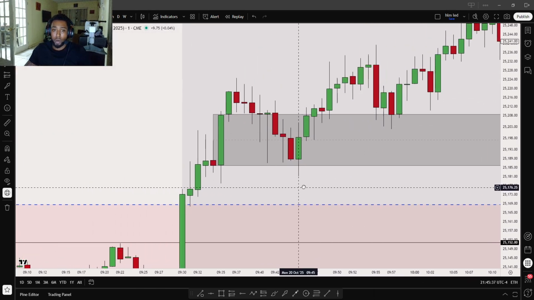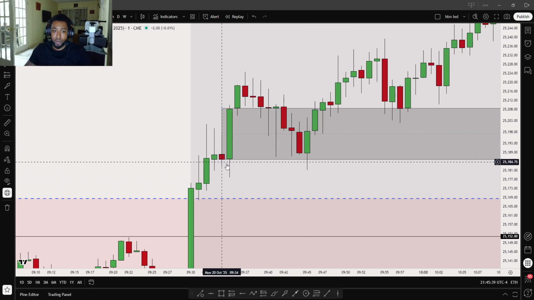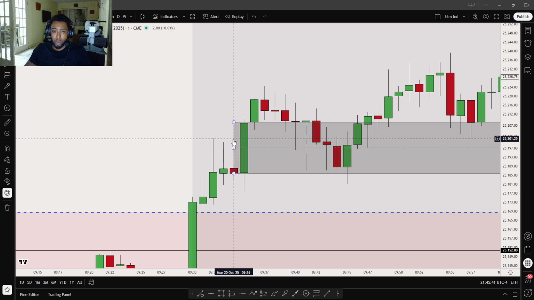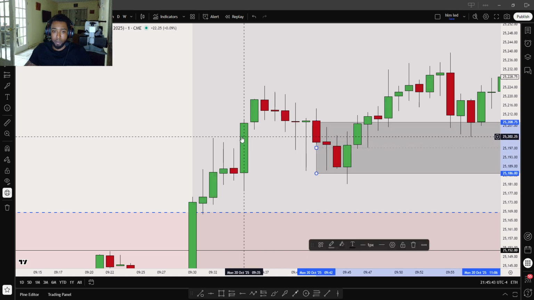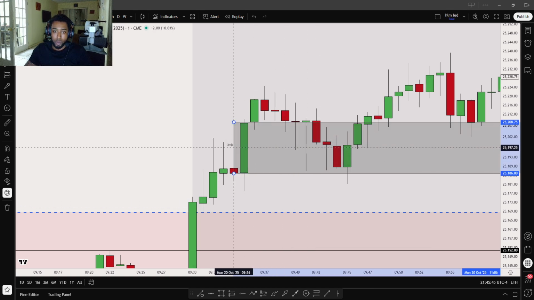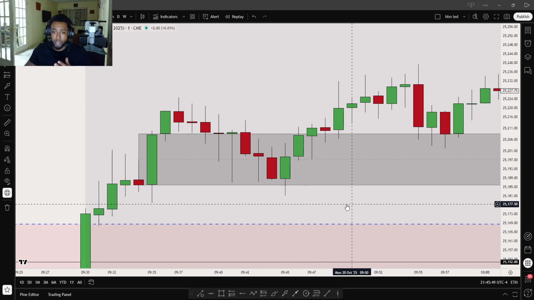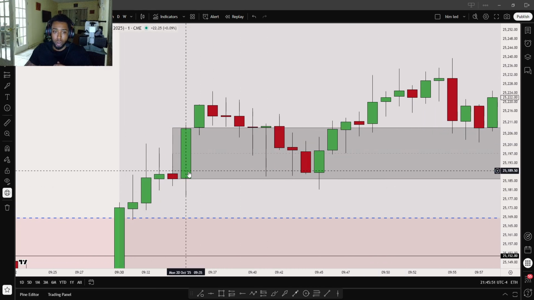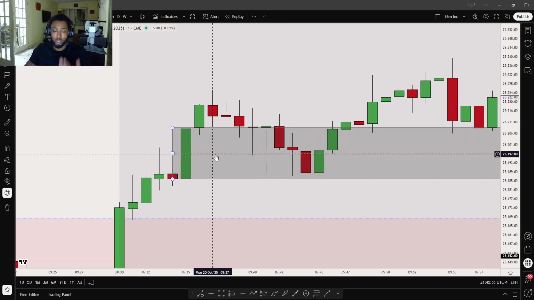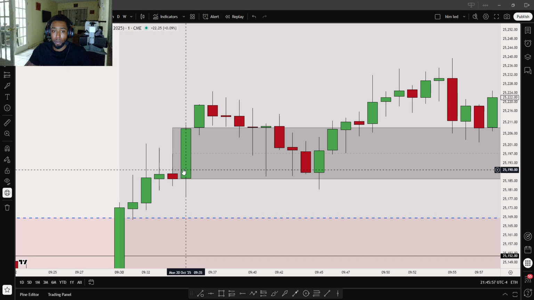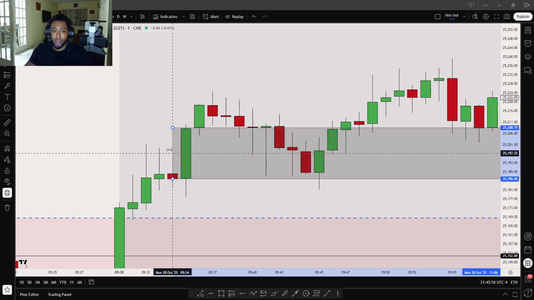Then we create this first presented fair value gap. So you see how we have a fair value gap right here. But a suspension block is basically when you have two volume imbalances coupled with the order block. Two volume imbalances coupled with the fair value gap, right?